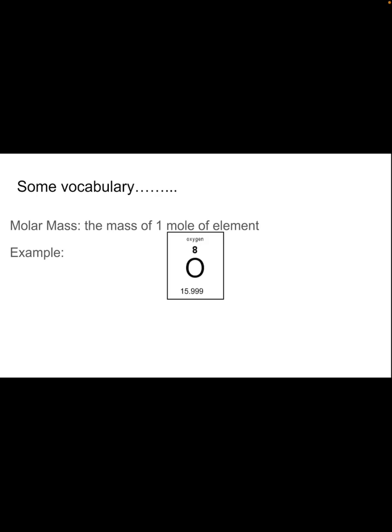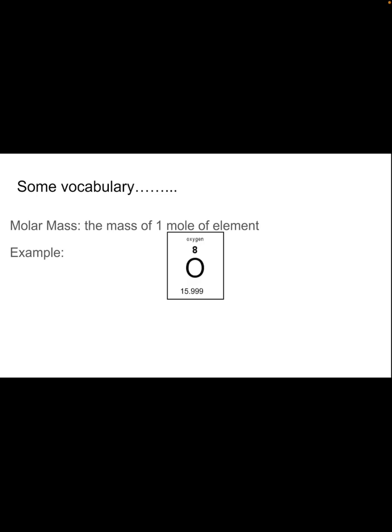Okay, some more vocabulary. We are going to start talking about molar mass. This is the mass of 1 mole of an element. So on the periodic table, that's essentially 1 mole of that element. In this case, it's oxygen, so the molar mass of oxygen is 15.999. Before now, we've just called that atomic mass. Molar mass is slightly different.